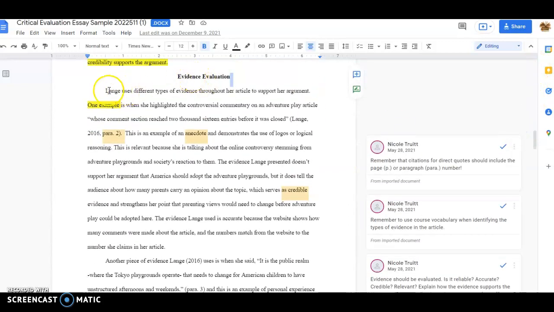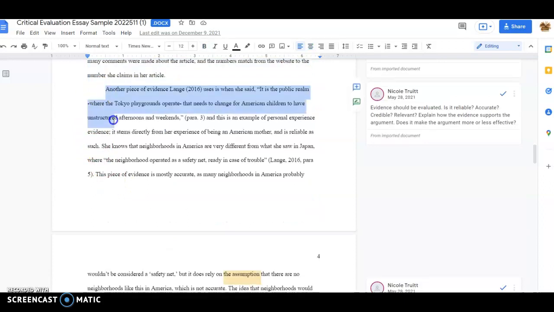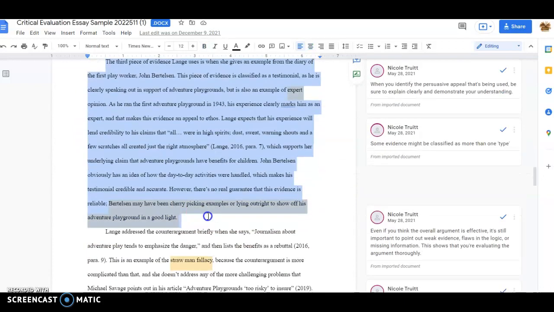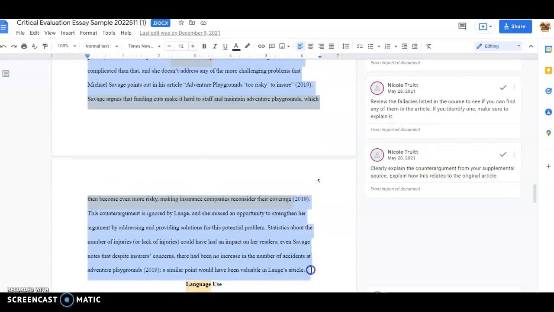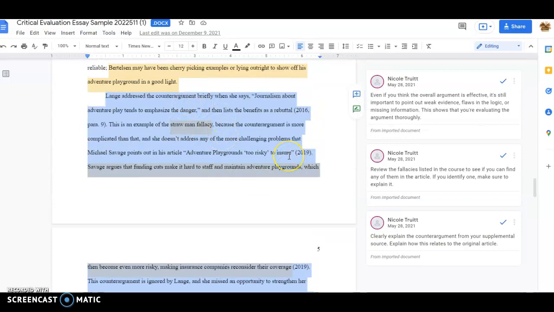We have evidence evaluation, and we're evaluating the first piece of evidence, the second piece of evidence, the third piece of evidence, and then finally we have a whole paragraph here focused on the counter argument. This paragraph is the only place that you'll be using R5. You do not need to summarize both articles. You do not need to evaluate both articles. You're not comparing and contrasting the two articles and what they say. You're just using R5 in order to flesh out this paragraph about counter-argument and counter-evidence.